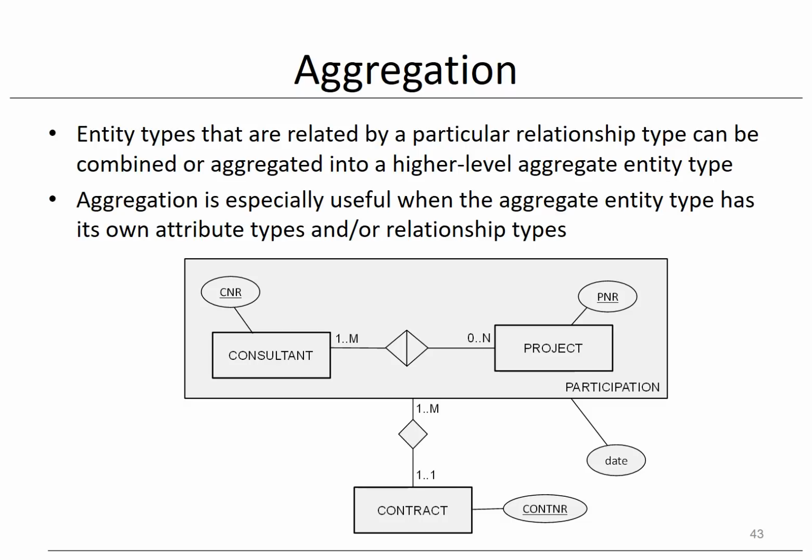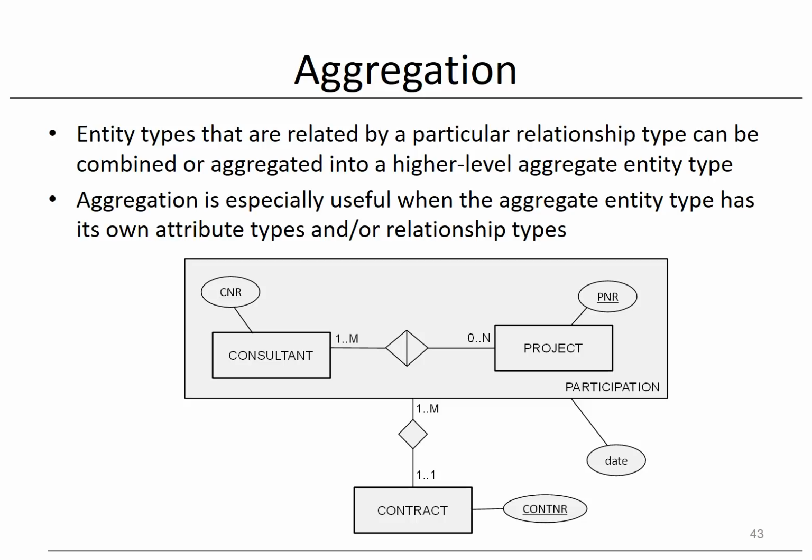Aggregation is the third modeling extension provided by the EER model. The idea here is that entity types that are related by a particular relationship type can be combined or aggregated into a higher level aggregate entity type. This can be especially useful when the aggregate entity type has its own attribute types and/or relationship types.